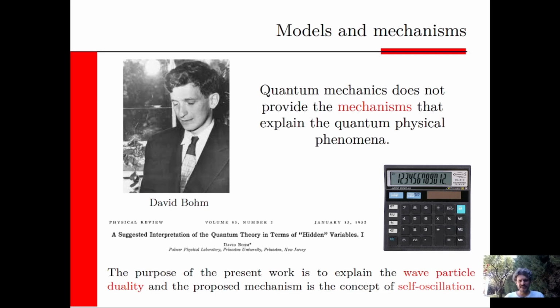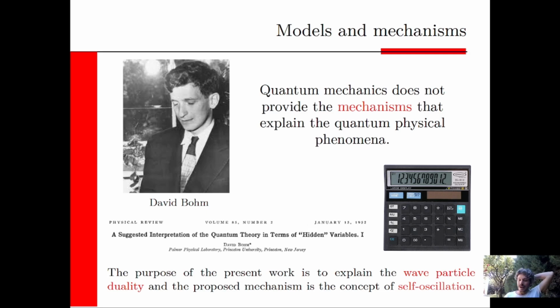Among many other things, in this paper, David Bohm says that quantum mechanics does not provide the mechanisms that explain quantum physical phenomena, because for that you need models, and quantum mechanics only has a statistical correspondence with reality, so there is only a statistical model. There is no model in the sense of one-to-one correspondence between mathematical models and reality.